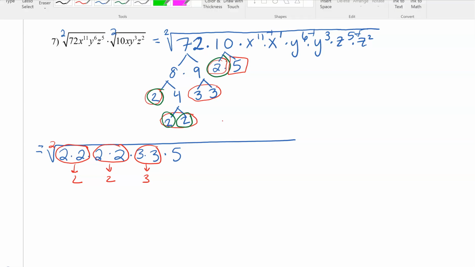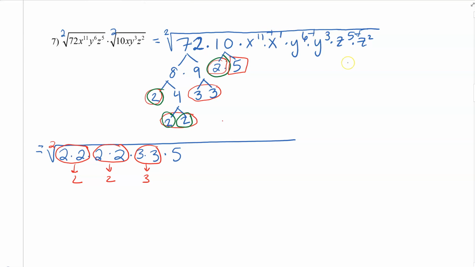I wrote little plus signs in here because when you're multiplying same bases, you're adding the powers. So that means I have 12 factors of x, 9 factors of y, and then 7 factors of z, 5 plus 2. So let's see how many perfect squares I have in there, right? Because every time you have an index size group, that's a perfect square root.